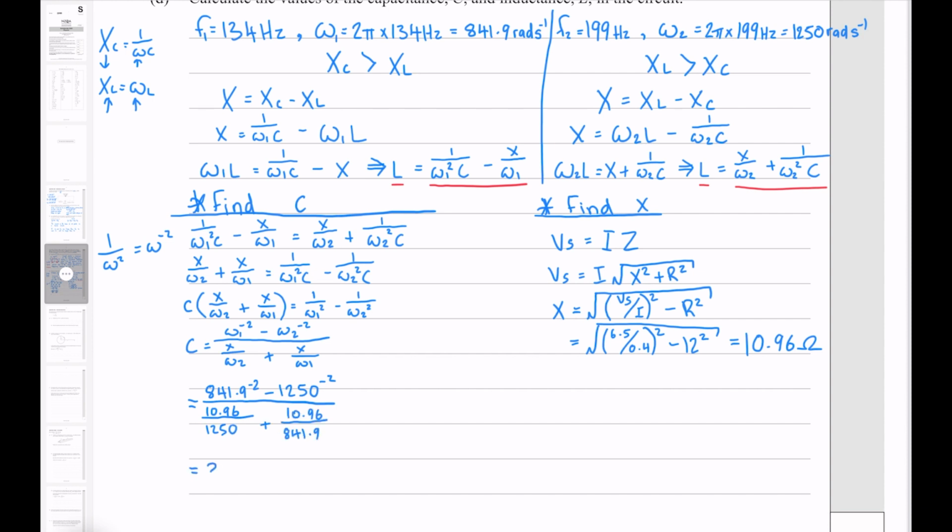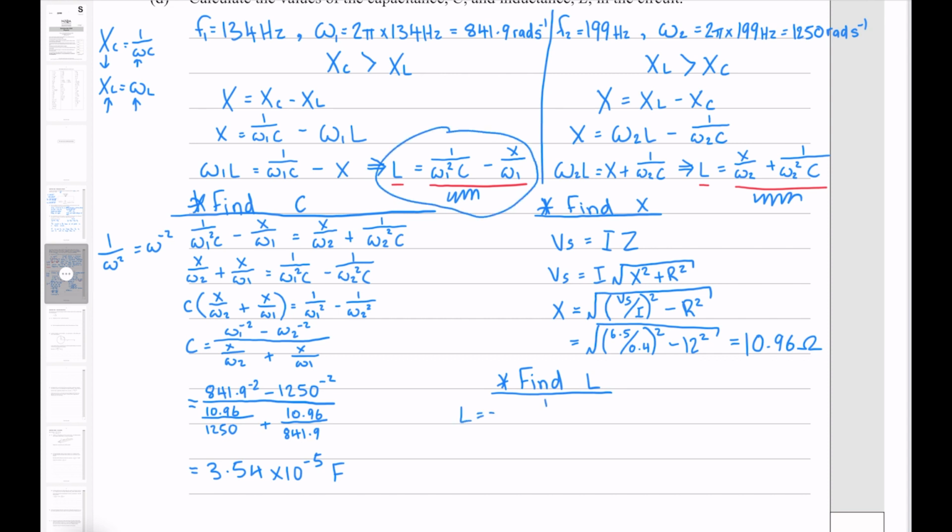Which gives me 3.54 times 10 to the minus 5, and our units are, of course, farads. Now, knowing our capacitance, we can now find our inductance. And we can do that by using either one of these equations, and why not, we'll choose this one here.